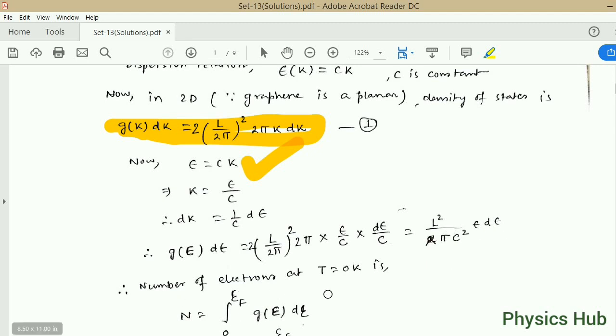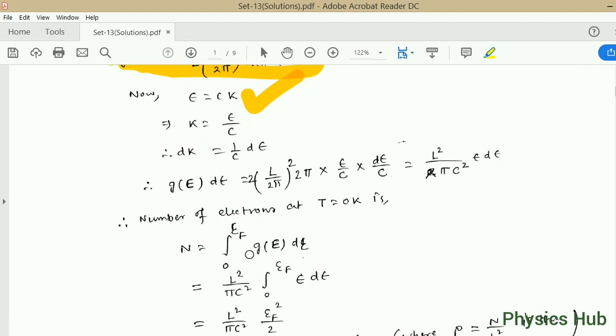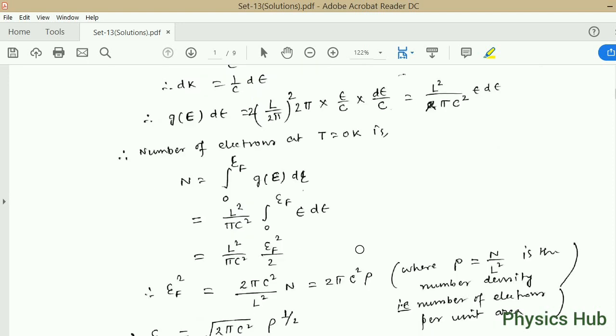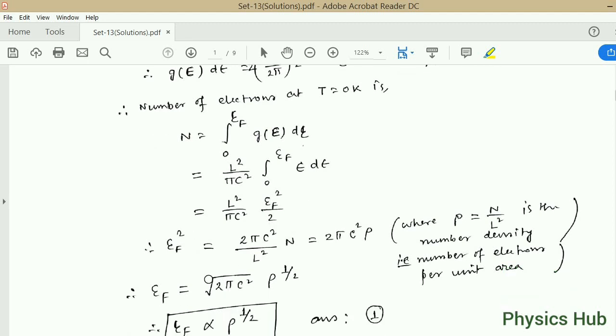The number of electrons at T equals 0 Kelvin is the integral of f(E) g(E) dE. Now f(E) means the probability distribution function, which is 1 at T equals 0 Kelvin, so we have not shown it here. So the integral from 0 to E_F of g(E) dE. The constant terms come outside, and therefore the number of electrons N is found to be L square by pi c square into E_F square by 2. So from here E_F square equals this, with N by L square.